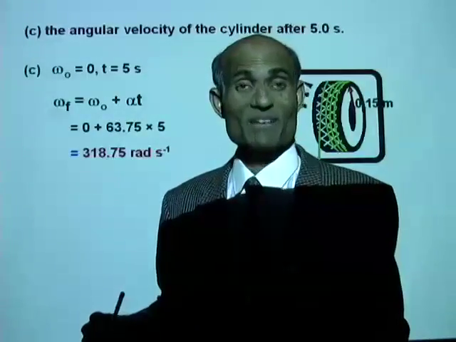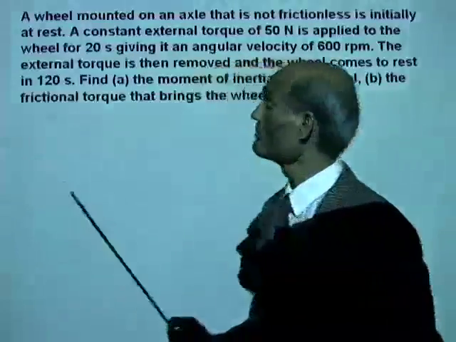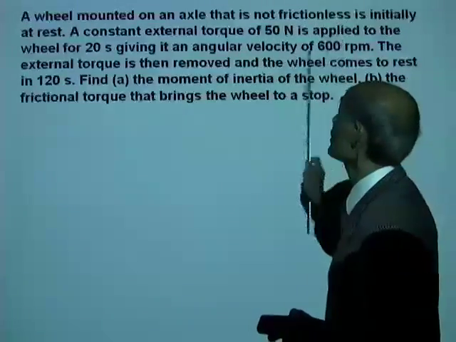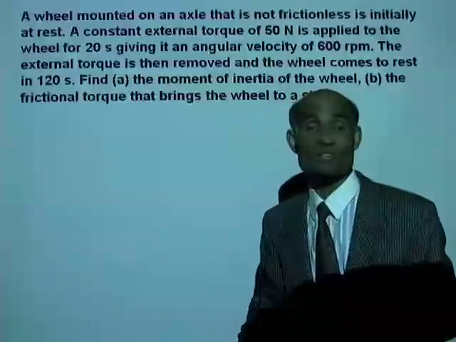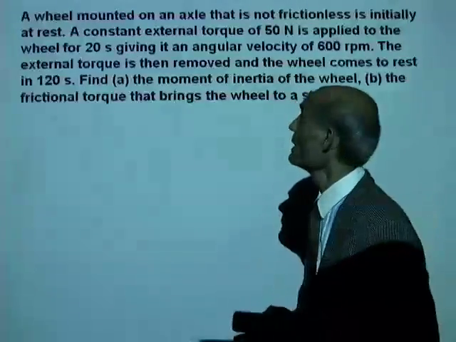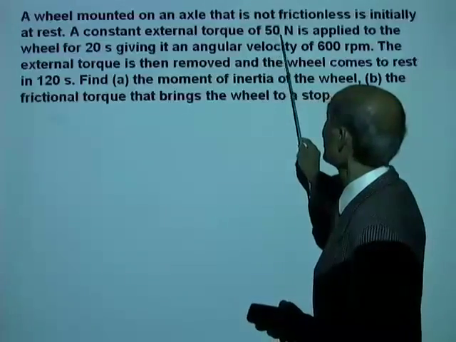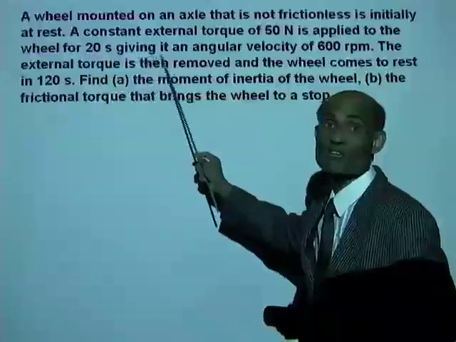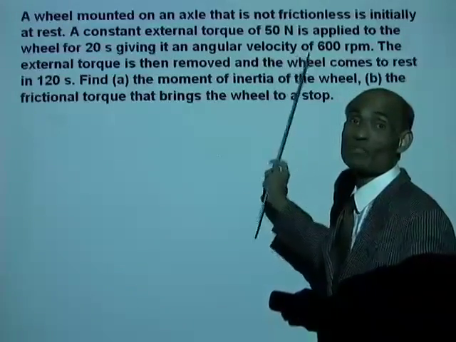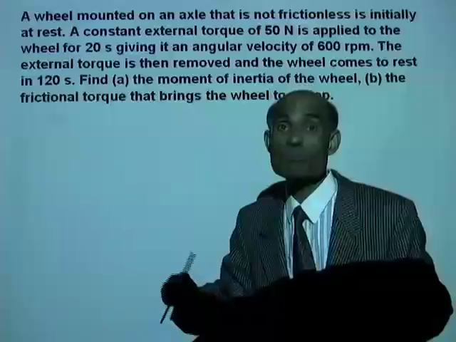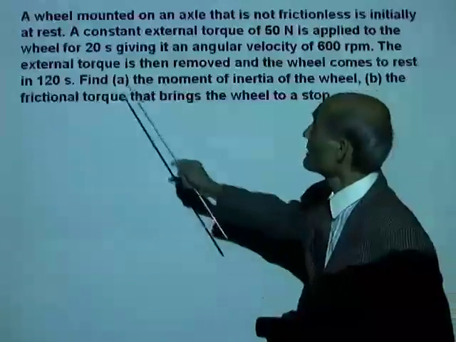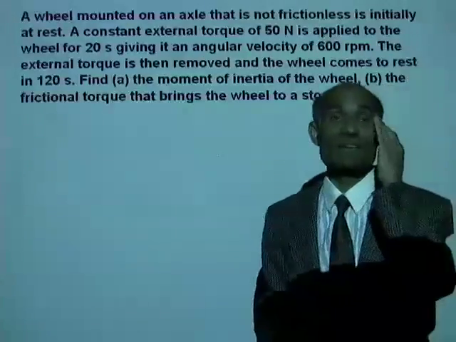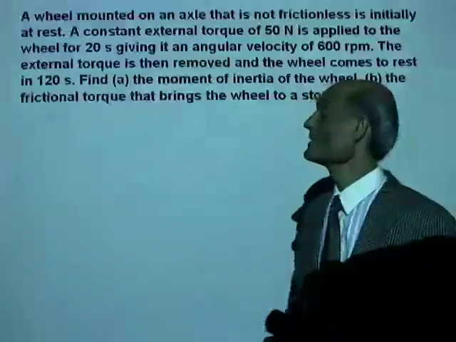Alright, let's try another problem. A wheel mounted on an axle that is not frictionless is initially at rest, omega 0 equal to 0. A constant external torque of 50 newton-meters is applied to the wheel for 20 seconds, giving it an angular velocity of 600 rpm. The external torque is then removed and the wheel comes to rest in 120 seconds.